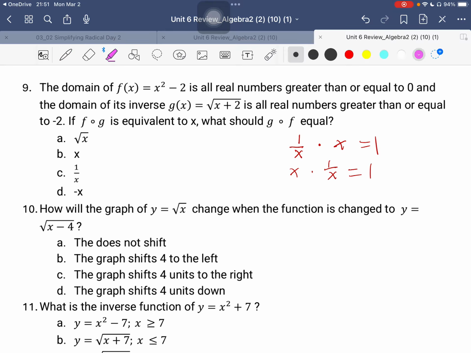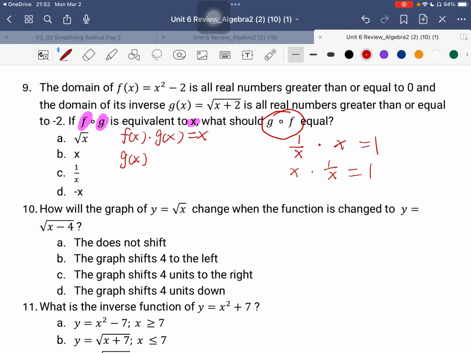So for our question, it says the function f times the function g is equal x. So when we rewrite it, it will be f of x times g of x equal x. And then that question is asking you, what does g x times f x equal? So it's g of x times f of x. Okay, they're the same thing, so it's also equal to x. Same thing.